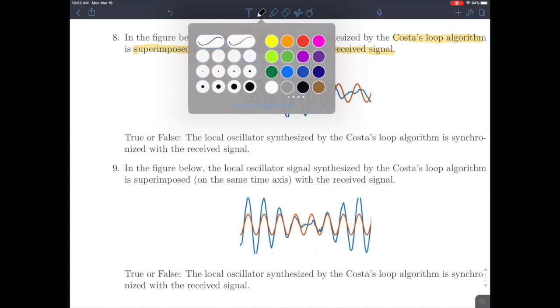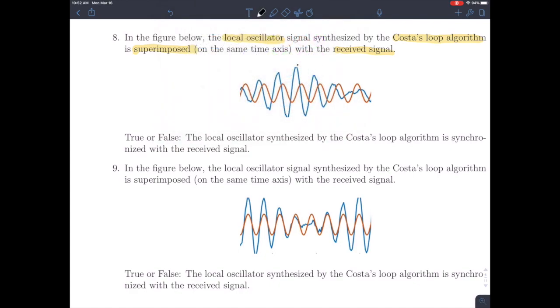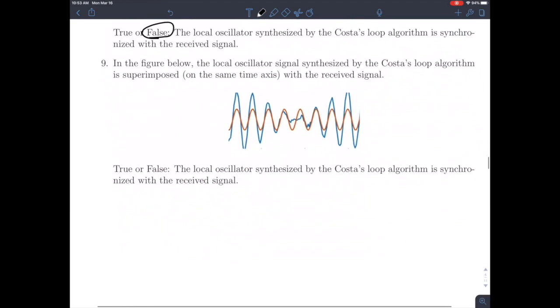Okay, so what we're noticing here is that there's a mismatch between the peaks of the signal, all right? And so that would indicate that the synthesized oscillator signal, the local oscillator signal, is not synchronized with the received signal. So this answer would be false, okay?